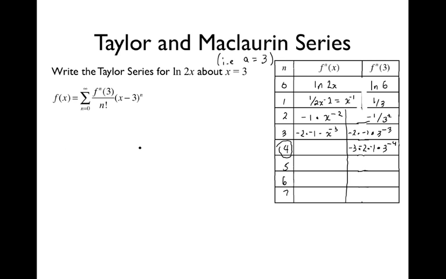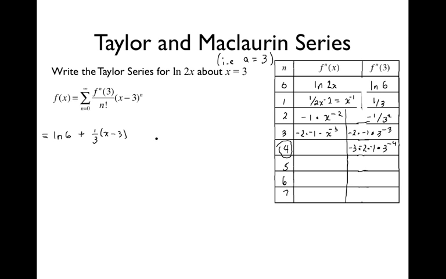Okay, so I think we're ready to write this down. Here we go. When n equals 0, we're going to have our natural log of 6 over 0 factorial times this thing to the 0. So that's just all 1. So the first term is going to be natural log of 6. Then we're going to have plus 1/3 over 1 times x minus 3 to the first. Stop me if I lose you.